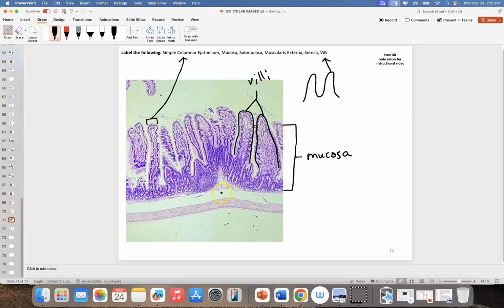Again, we know that the histology of the GI tract, we're going to have similar layers. We start with the mucosa, then we have a submucosa. We have a layer of smooth muscle tissue, our muscularis externa, and then on the very outermost, we have the serosa.